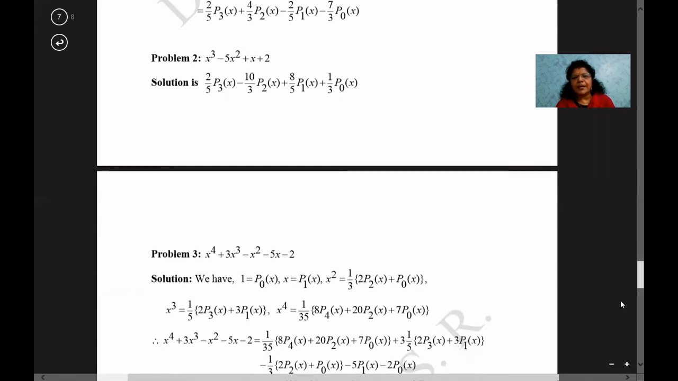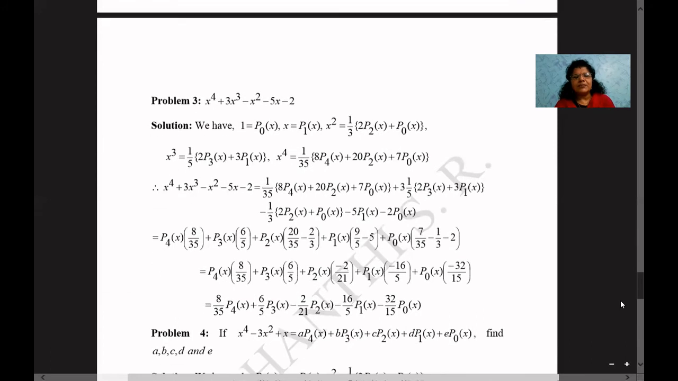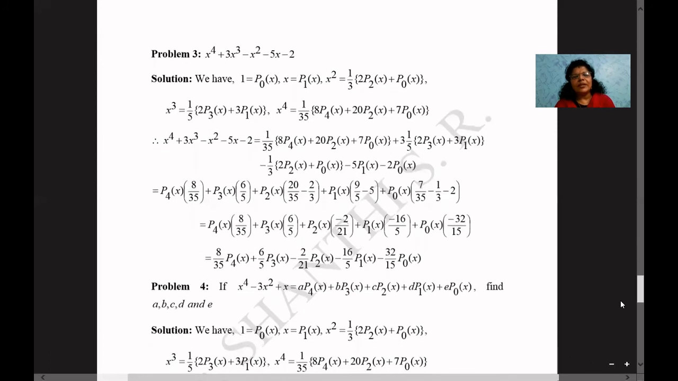This is also cubic degree. I have given the solution also; you can try. Now the third problem, since it is fourth degree, I have solved it. Fourth degree means you should write up to P4.